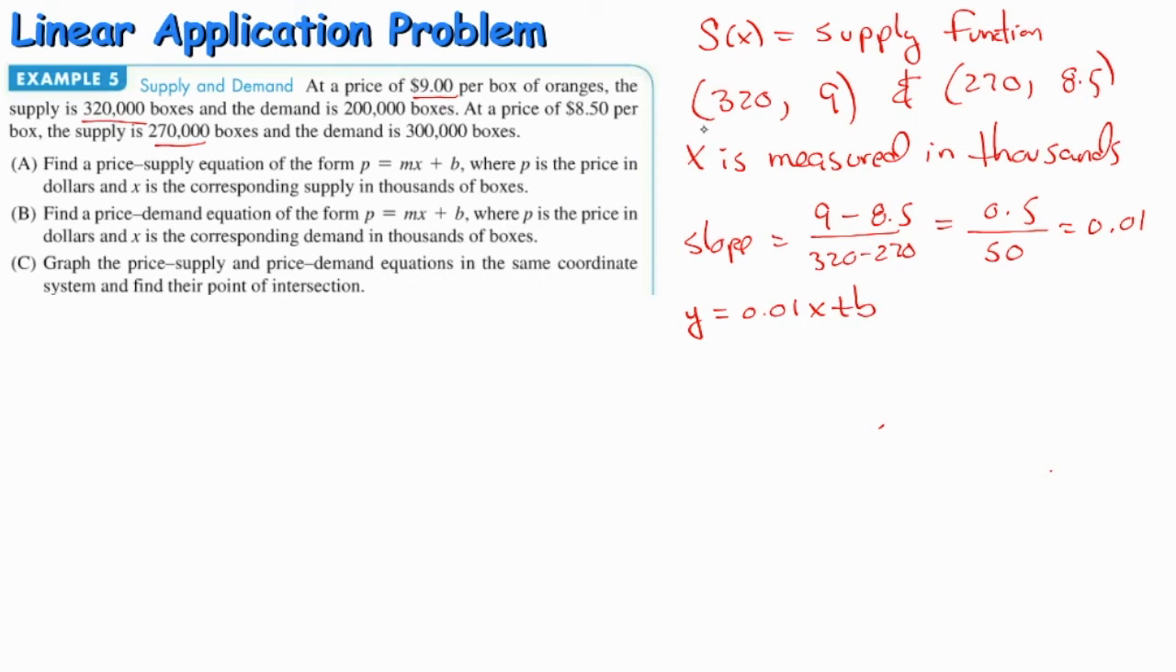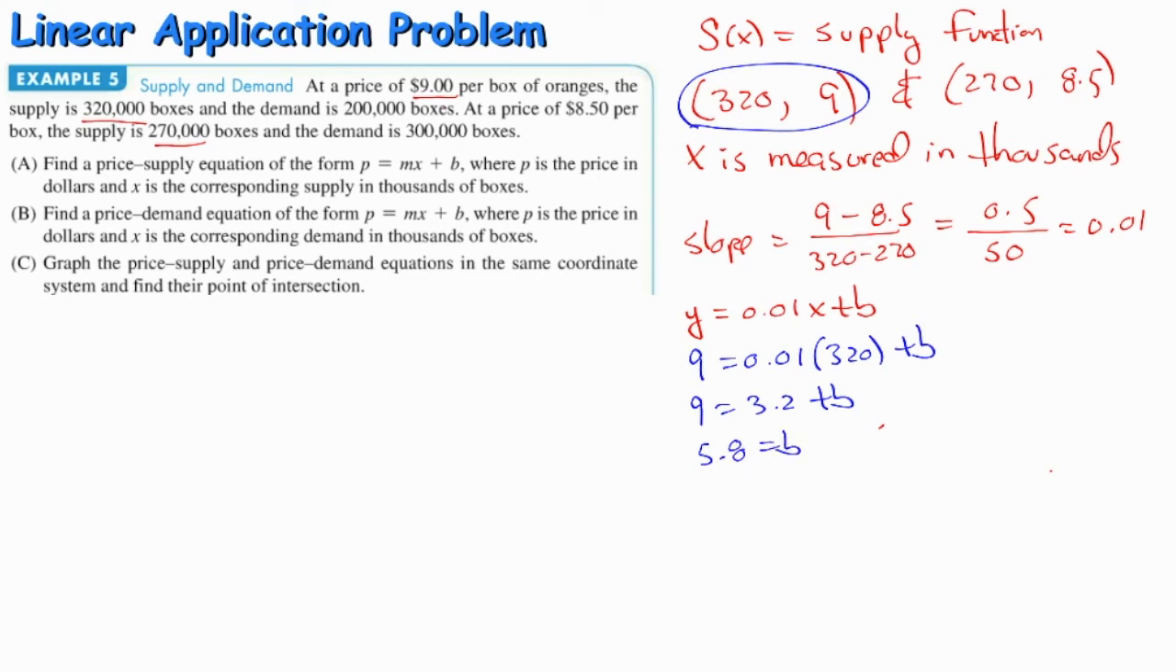And what we do now is choose any one of your points and plug it in for x and y. So 9 is equal to 0.01 times 320 plus b. And if we do 0.01 times 320, we get 3.2 plus b. And if we subtract 3.2 from 9, we get that b is 5.8. So our supply function is 0.01x plus 5.8.